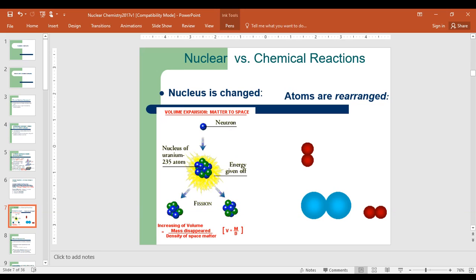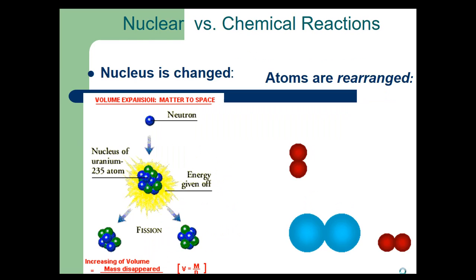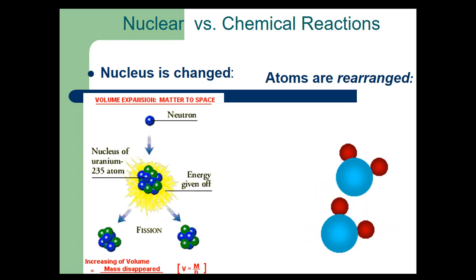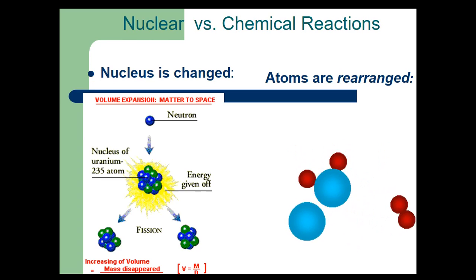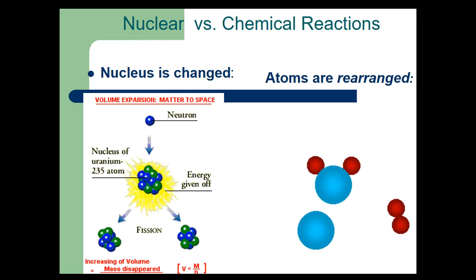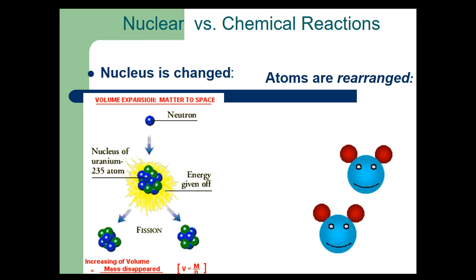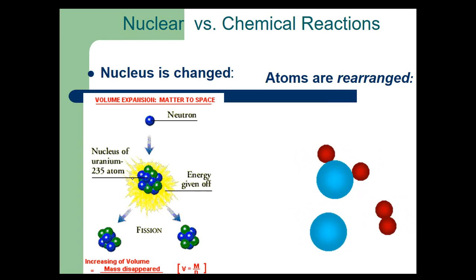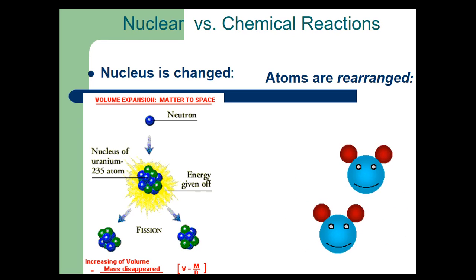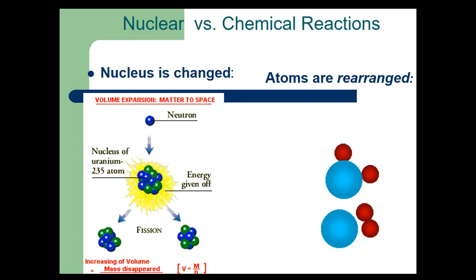So when we look at the slide, if we have a chemical reaction, we're just rearranging the atoms. Here we have water being formed. When we have a nuclear reaction, we're actually changing the nucleus, and we have a lot of energy being given off. So on the left-hand side, this is an example of fission. We have a neutron hitting a uranium-235 atom and splitting up into two smaller nuclei.